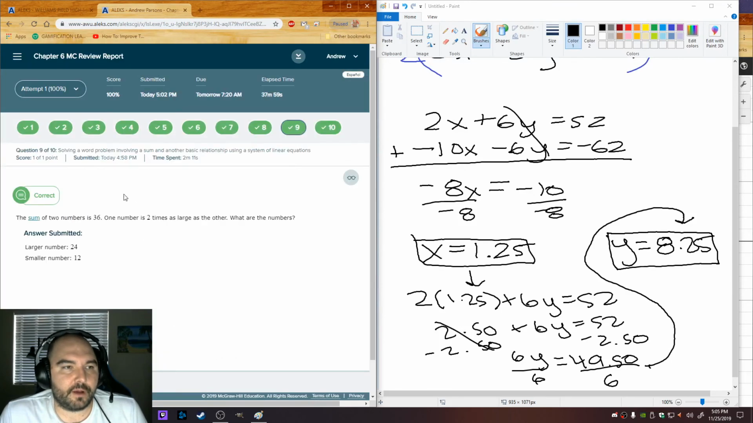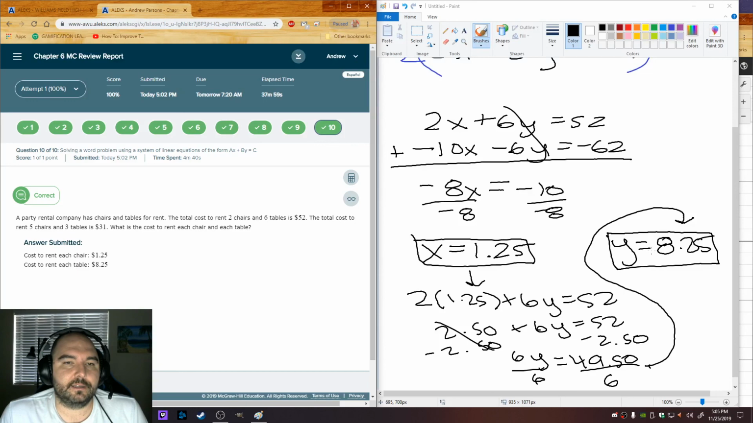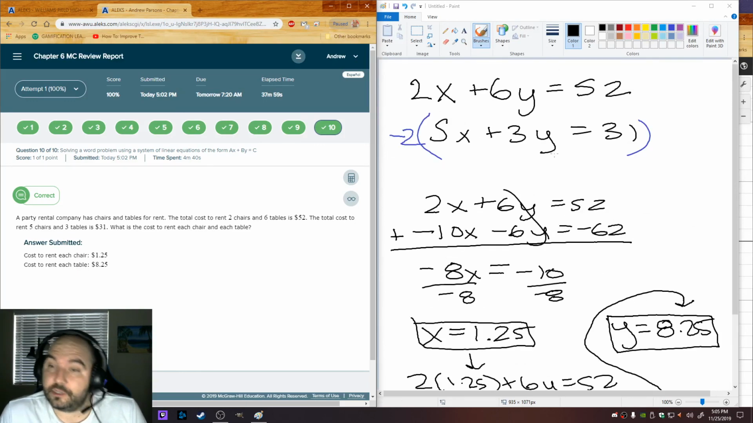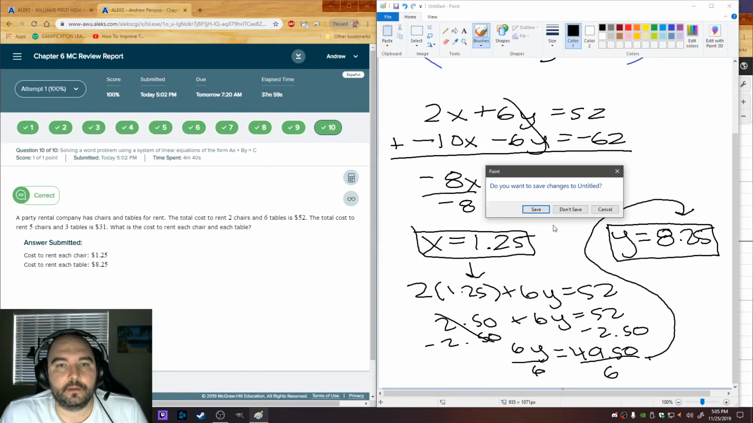Number 9 was a problem that described two numbers, and I set up some equations. So x plus y is 36, and my other one was 2 times larger, so y equals 2x. That's how I did the other one. And then number 10 was another word problem talking about two different kinds of costs, and I set that up. I multiplied just one line. That's all I needed to do. And I plugged it in. I got some decimals, but that can happen. And that's it. Want to save?